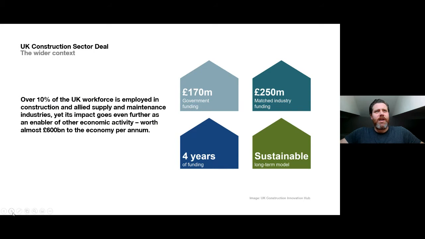It's important to see this in the wider context of the UK construction sector deal. Over 10% of the UK workforce is employed in construction, as well as the allied supply and maintenance industries. And the impact of improving this sector is incredible, if we can achieve those productivity and efficiency gains. So the government put £170 million of funding in to make this happen. This was also matched by £250 million of industry funding. The programme was over 4 years, and the idea was to develop a sustainable long-term model within the industry. Next slide.